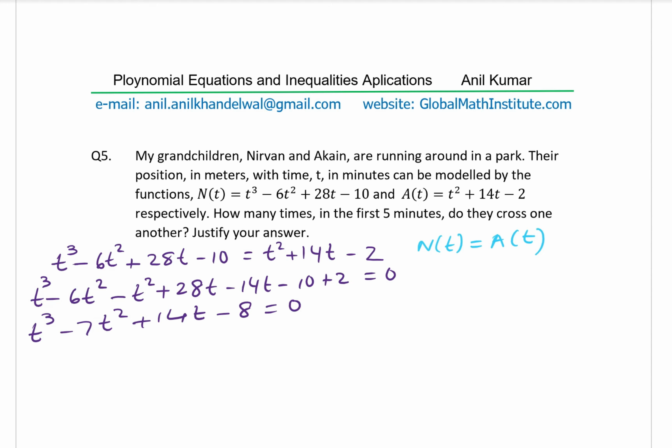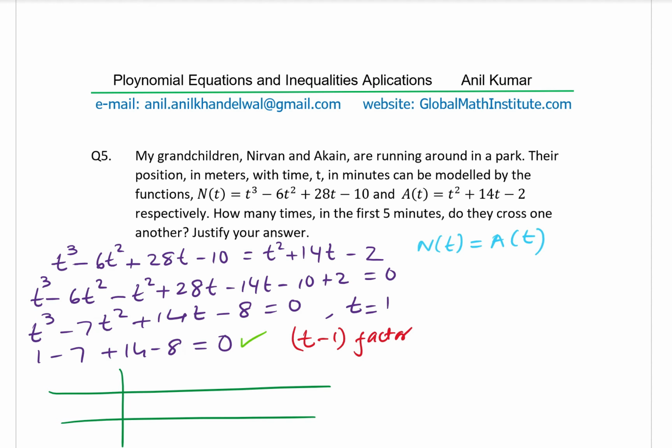So let's try what happens for t equals 1. If I write t equals 1, we get 1 minus 7 plus 14 minus 8, and that is 1 minus 7, 15, and 15, that is 0, so it works. So we know that now we have one solution, which is t minus 1 is a factor. So again, we'll do synthetic division and get our answer.